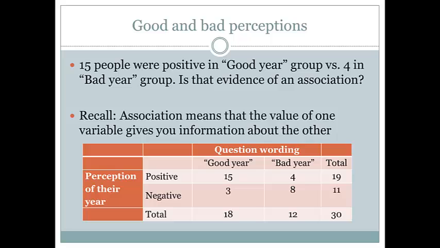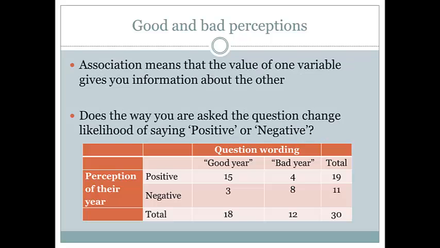Well, let's remember what association means. Association means that the value of one variable, question wording, gives you information about the other, perception of the year. So does the way you are asking the question change the likelihood of saying positive or negative?